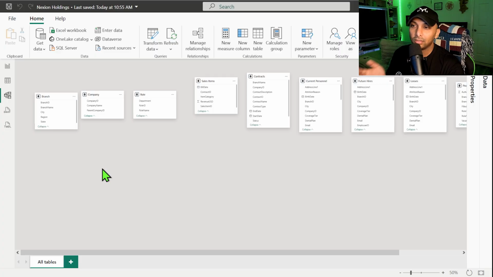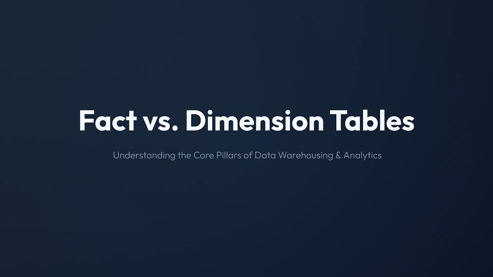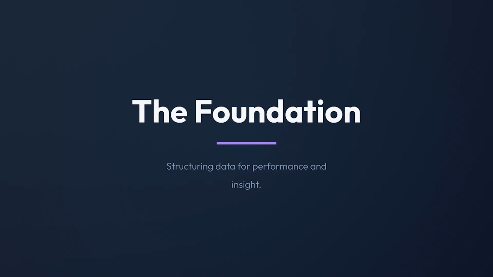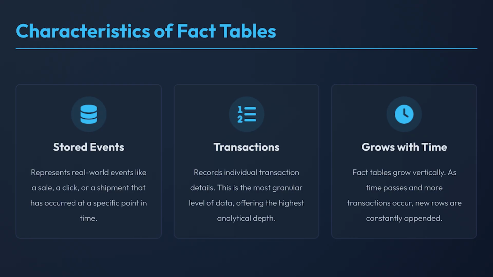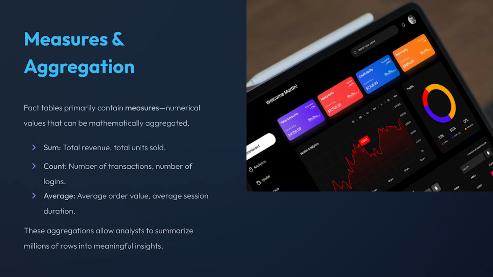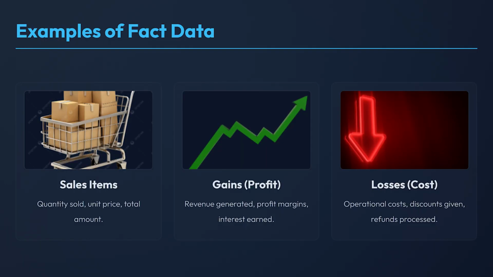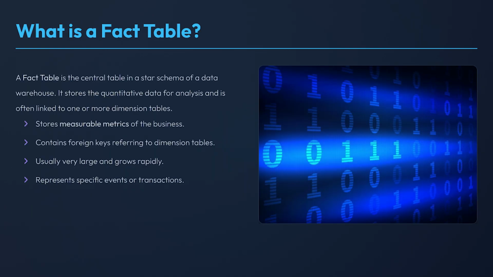So this is probably a good stopping point to really talk about fact tables and dimension tables before we map out the relationships. So fact tables are going to store events, transactions, or measurements. They have numbers you can aggregate, such as sum, count, and average. They grow with time, so many rows. Examples can be sales, employees, gains, losses, contracts, and sales items. Those are exact tables that we currently have.